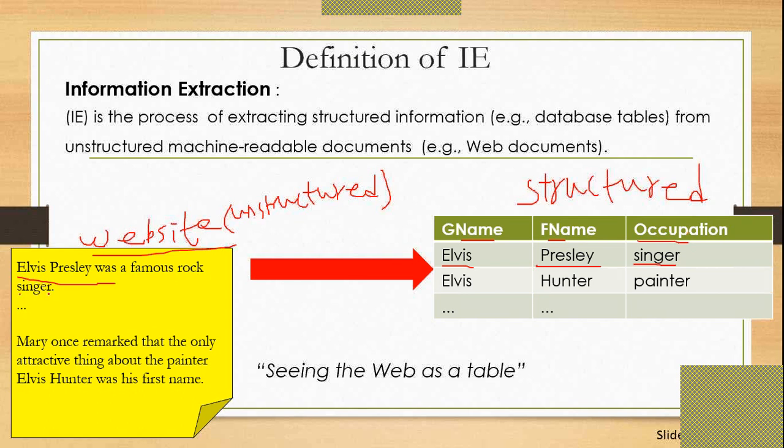So his occupation is a singer, because we have written that Elvis Presley was a famous rock singer. So obviously you can say that Elvis is a singer. Presley is his surname, and Elvis is his first name. Right. So we are converting this unstructured data into structured data, and that concept is called information extraction.